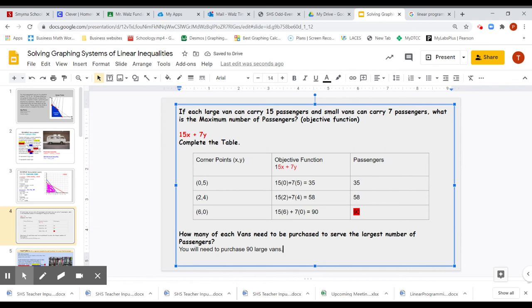Those are written in the sentence. You should write these as a sentence as your final answer. It says you will need to purchase 90 large vans. The maximum number of passengers is with, oh, look at that, 90 large vans. Made a mistake. You would need to purchase 6 large vans to carry 90 passengers. Too many Y's.